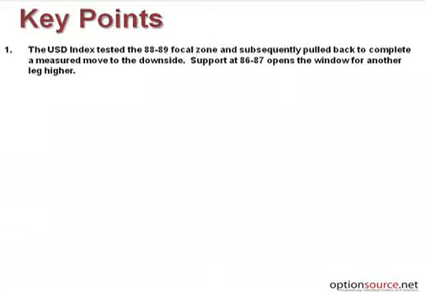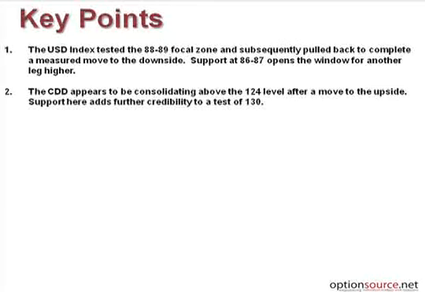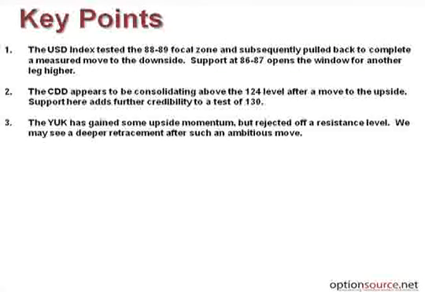First of all, the US dollar index tested the 88-89 focal zone and subsequently pulled back to complete a measured move to the downside. Support at 86-87 opens the window for another leg higher. The CDD appears to be consolidating above the 124 level after a move to the upside. Support here adds further credibility to a test of 130. The YUK has gained some upside momentum but rejected off of a resistance level. We may see a deeper retracement after such an ambitious move.